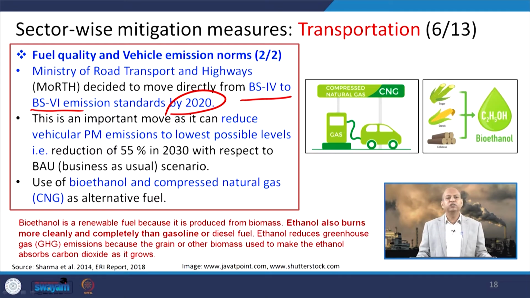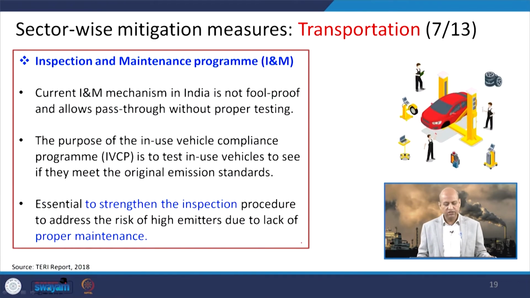The use of bioethanol and compressed natural gas promotion is also part of our government policies as alternate fuels. Bioethanol is a renewable fuel because it is produced from biomass, and ethanol also burns more cleanly and completely than gasoline or diesel. That means the complete combustion process occurs in bioethanol more quickly, and it is also possible to reduce greenhouse gas emissions if we blend it with our conventional fuels.